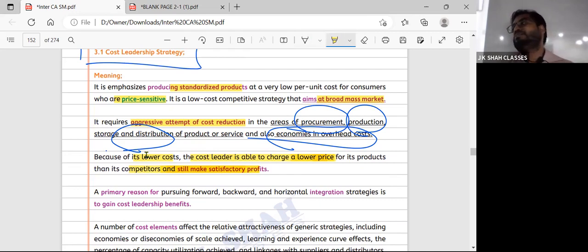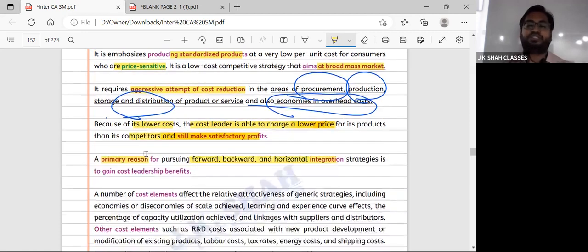You remember vertical integration: forward, backward, and horizontal. Why do we go for these kinds of integration? To save our cost. A primary reason for forward, backward, and horizontal integration is again cost leadership. Because if we buy raw material from outside, it will be expensive. We will make our own raw material and use it in our own factory. If we hire a distributor, we will have to pay more money. We will distribute our own products. The margin will be saved.